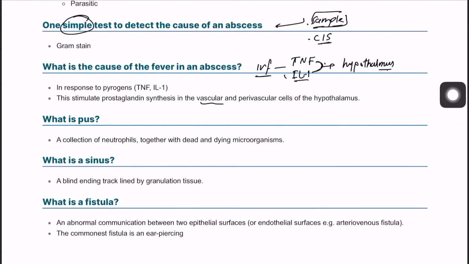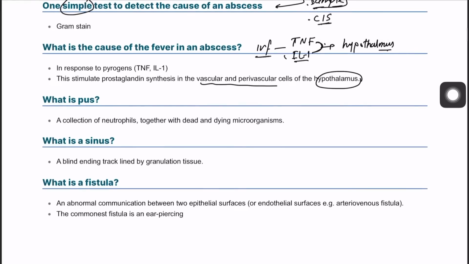which affect the vascular and perivascular cells of the hypothalamus and increase the body temperature. What is pus? It's basically dead tissue, and also dead organisms, with neutrophils around it.